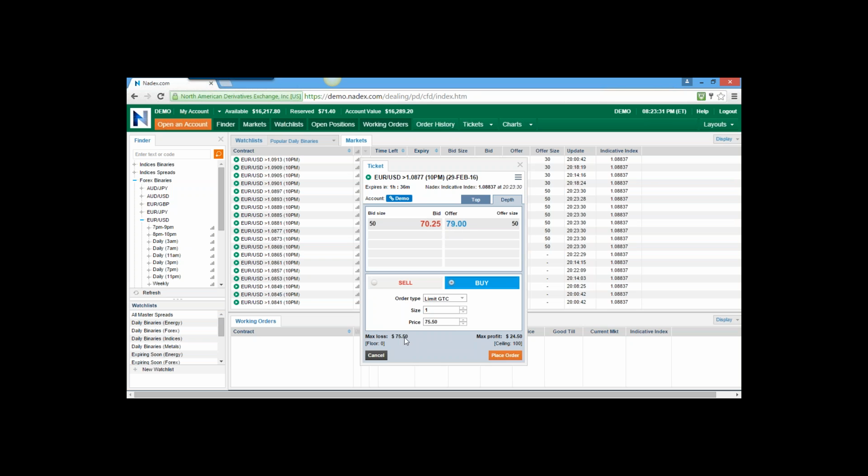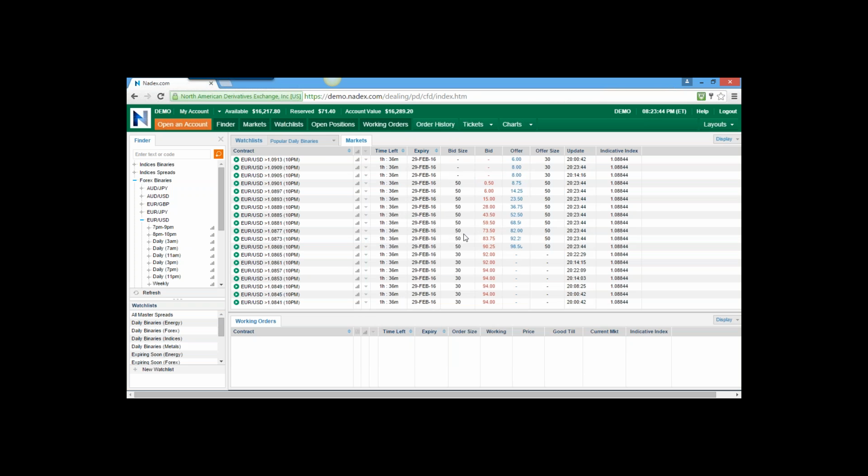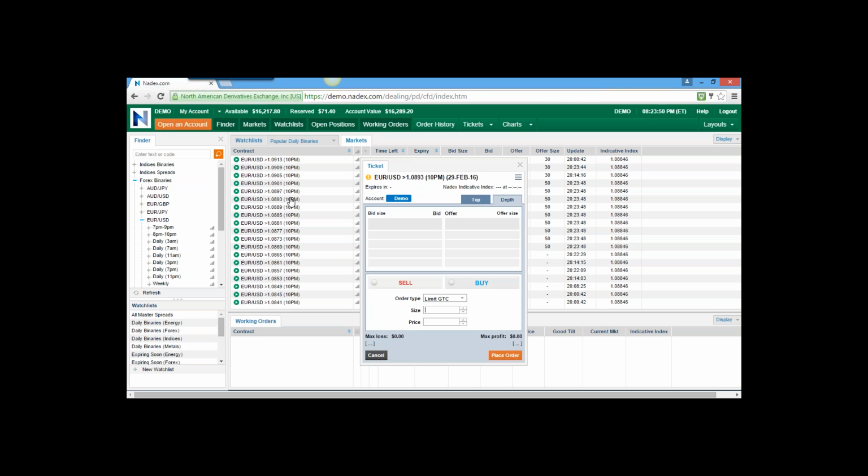We don't like this max loss of $75, right? We don't want to risk 75 to only make 25. We don't want to risk 75 in general. We're not real happy with a 20% probability trade.